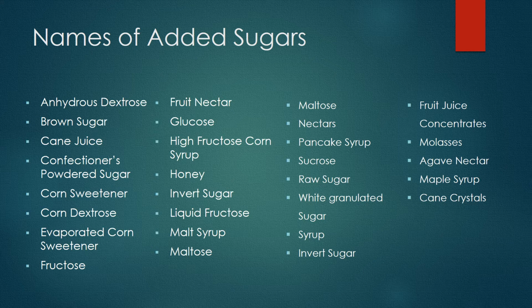As you can generally see, the "ose" at the end of the word, such as maltose or fructose, indicates that it is a sugar, but then we will also have the alternative options of various names, such as cane juice, confectioner's powdered sugar, pancake syrup, and even things like cane crystals.